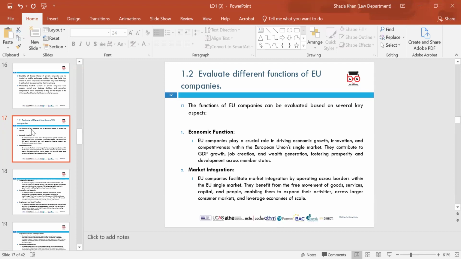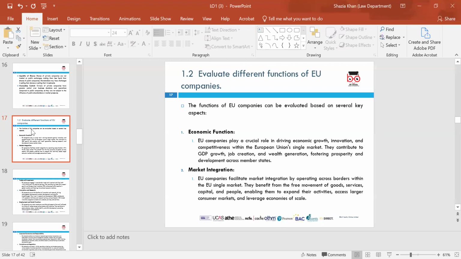So the functions of EU companies can be evaluated based on several key aspects. Firstly, economic function, which is EU companies play a crucial role in driving economic growth, innovation, and competitiveness within the EU single market. They contribute to GDP growth, and job creation and wealth generation, fostering prosperity and development across the member states.